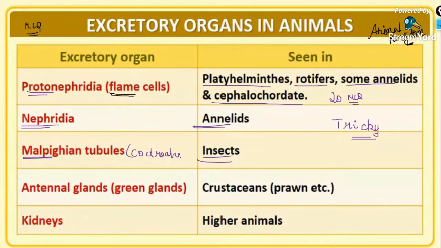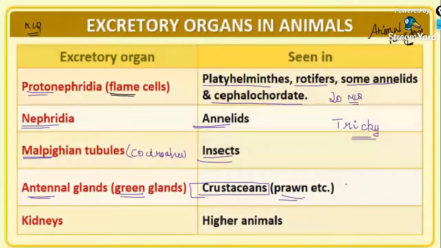Malpighian capsule is in human beings. Yes. Next is the green gland or the antennal gland, which is found in the crustaceans such as prawns. This thing you might have observed. You might have observed the green gland or the antennal gland.